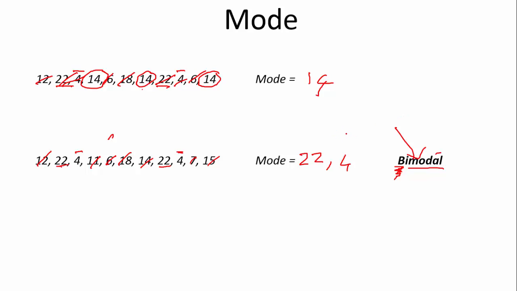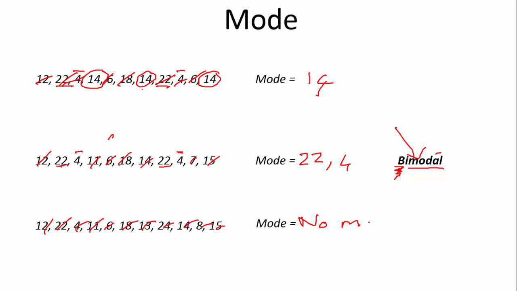It is, however, possible to have a data set without a mode at all. Right, where there's not one single number that appears more than once. So let's look at this. There's 12. I don't see any other 12s. There's 22. There's no other 22s. 4. No other 4s. 11. No other 11s. 6. No other 6s. 18, 13, 24. These are all the same. So there is no mode here. You can write no mode. Don't write 0 because 0 is a number. Write no mode. And that is fine too.